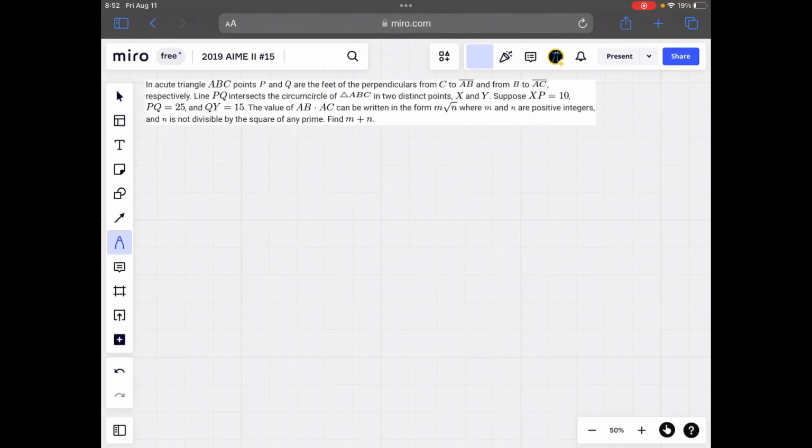In acute triangle ABC, points P and Q are the feet of the perpendicular from C to AB and B to AC respectively. Line PQ intersects the circumcircle of ABC in two different points, X and Y. Suppose XP equals 10, PQ equals 25, and QY equals 15. The value of AB times AC can be written in the form m root n, where m and n are positive integers and n is not divisible by the square of any prime. What is m plus n?